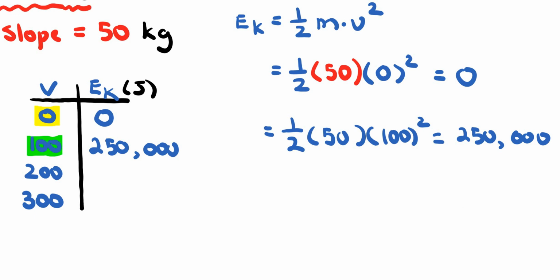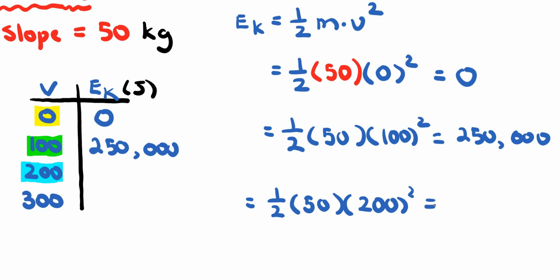Okay. Now let's take a look at when our velocity is 200. So if we need to do the math on that, we get 1/2 times 50 times now 200 all squared. And this will give us 1 million, I believe. So 6 zeros. Right, so 1 million.